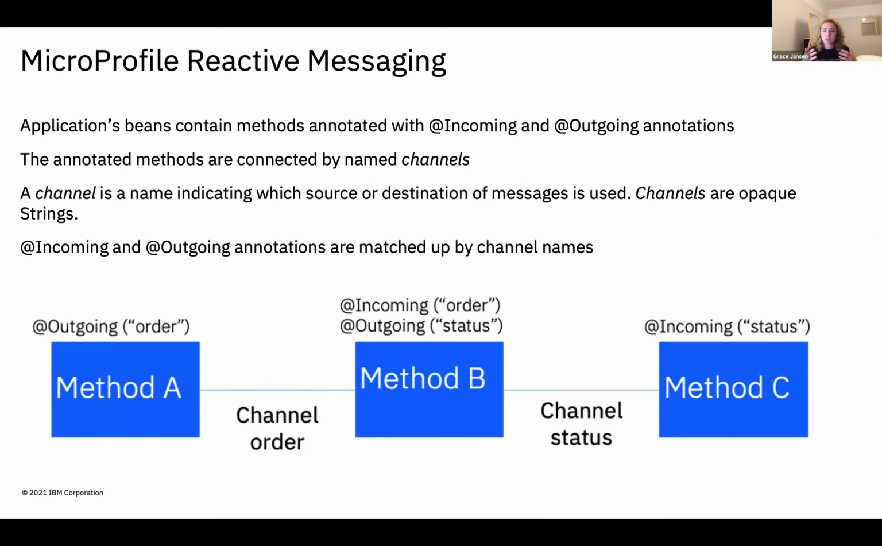These annotated methods are then connected together via something called channels. These channels are essentially just opaque strings, so you can name them what you want. You can see in the diagram below, for example, we've connected method A with method B through the channel of order. You can see it's connected there through the @outgoing and @incoming annotations there.